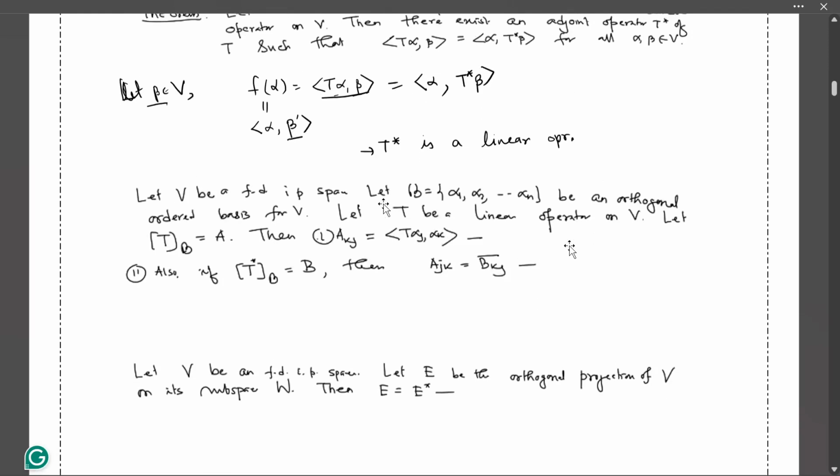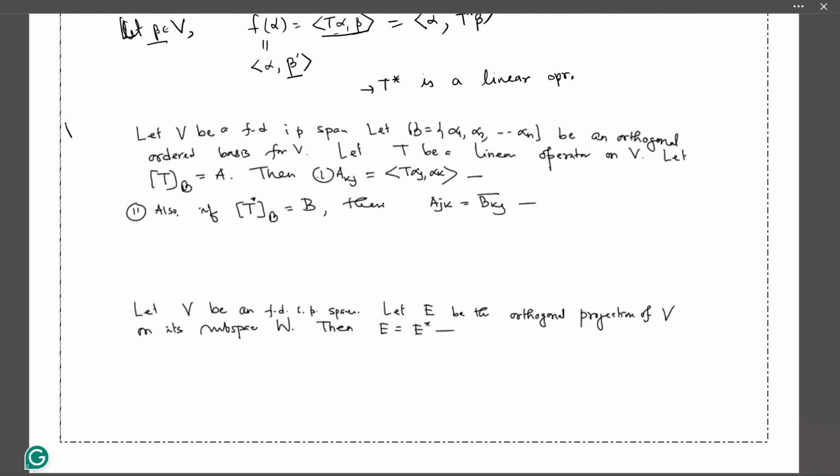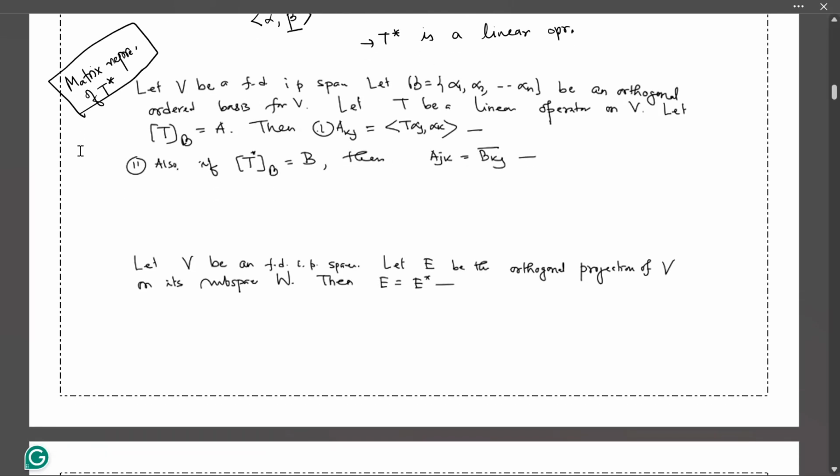Let's see next. This was the matrix representation of T star. V is a finite dimensional inner product space, and we have a basis alpha 1, alpha 2, ..., alpha n, an orthogonal ordered basis. T is a linear operator on V. Then the matrix representation of T with respect to this orthogonal basis is given by a matrix A. The kjth entry of A is given by this.